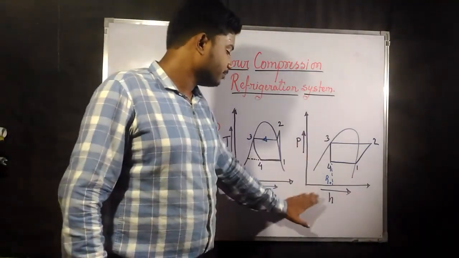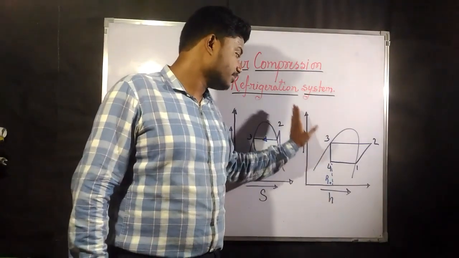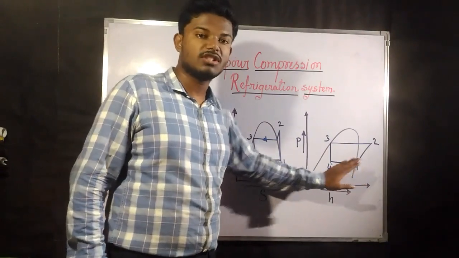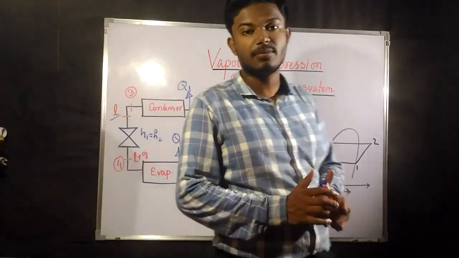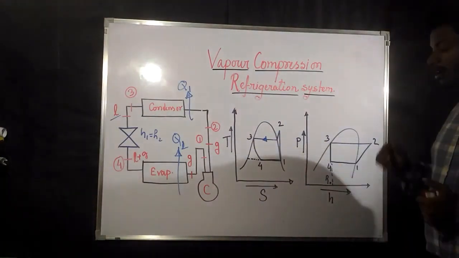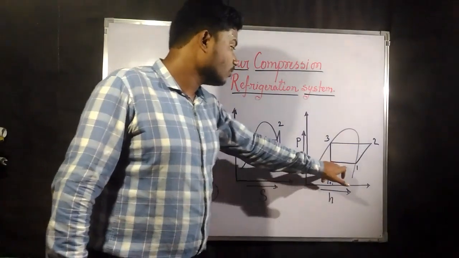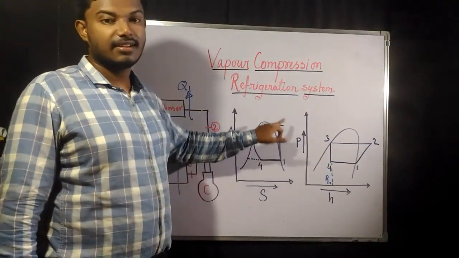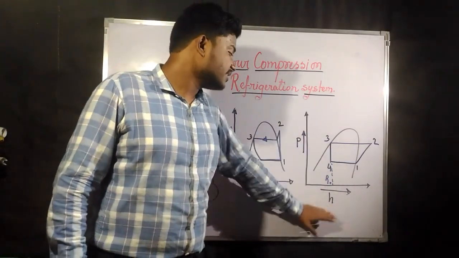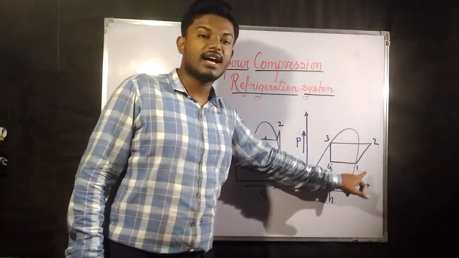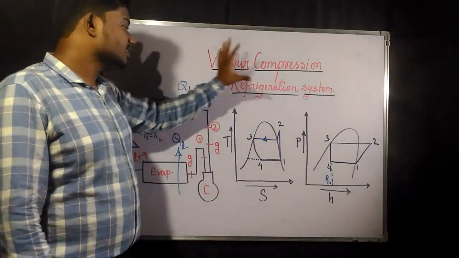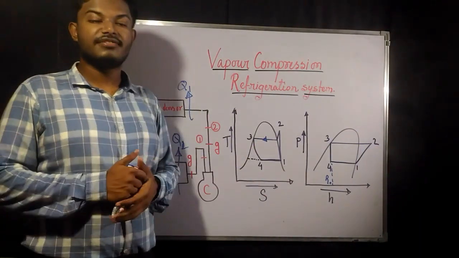Similarly in the pH diagram, or pressure and enthalpy diagram, 4 to 1 is at constant pressure, adding heat into the system from the space. So 4 to 1 is our constant pressure heat addition, and then 1 to 2 represents your isentropic compression, or reversible adiabatic compression. In the pH diagram, this is how the isentropic process is represented. So this is the basic layout of a vapor compression refrigeration system.